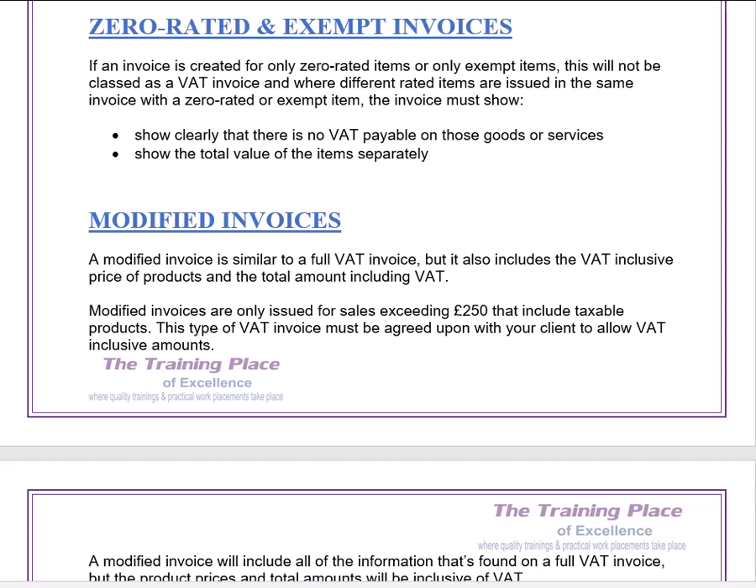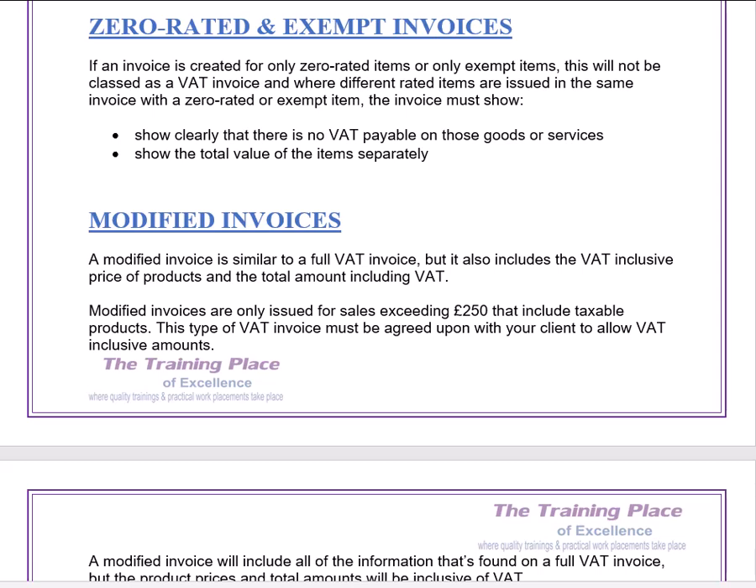And where different rated items are issued in the same invoice with a zero rated item or exempt item, the invoice must show clearly that there is no VAT payable on those goods or services and show the total value of the items separately. So you separate your zero rated items from your reduced rated items or the standard rated items, or vice versa as the case may be.